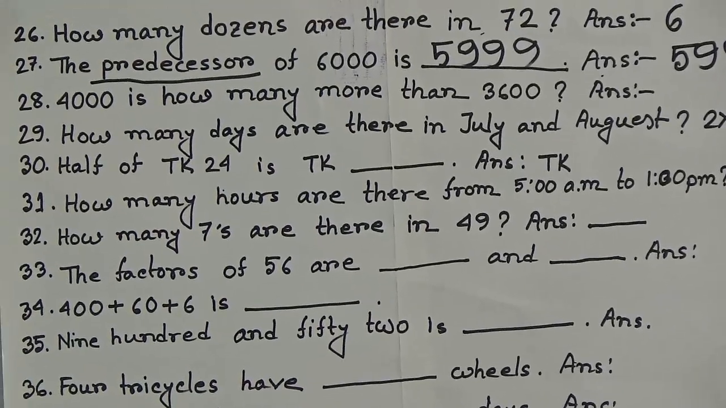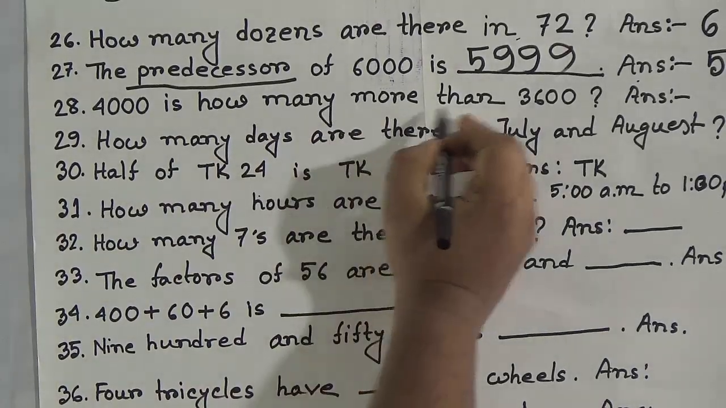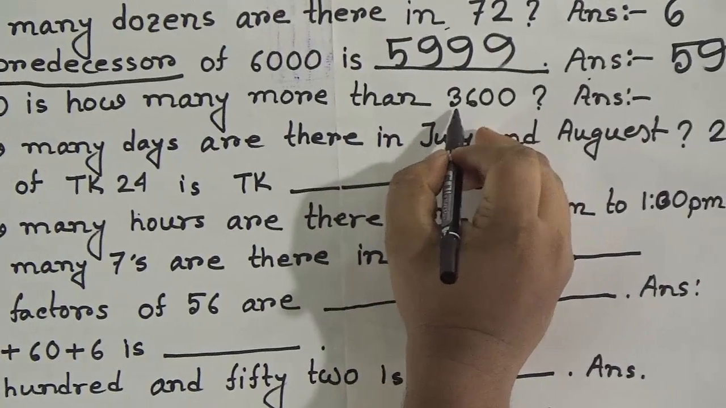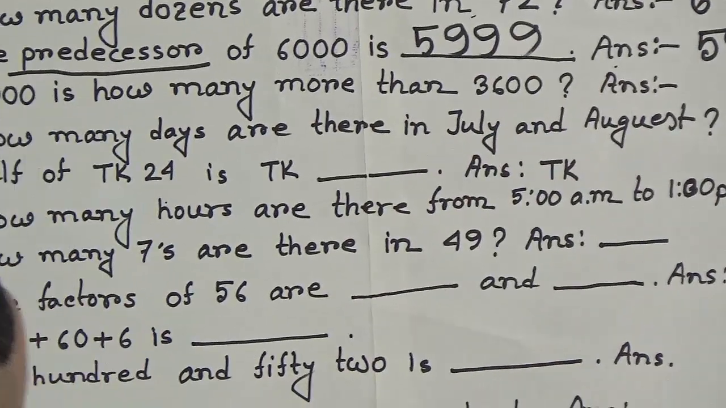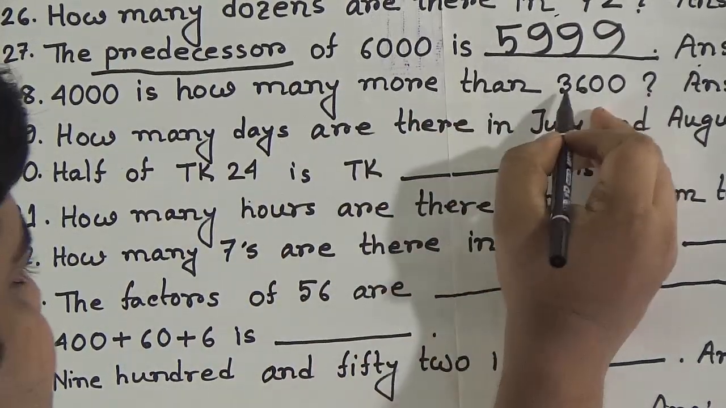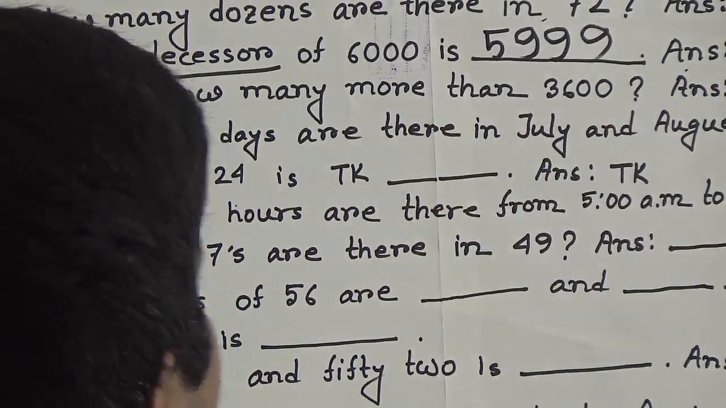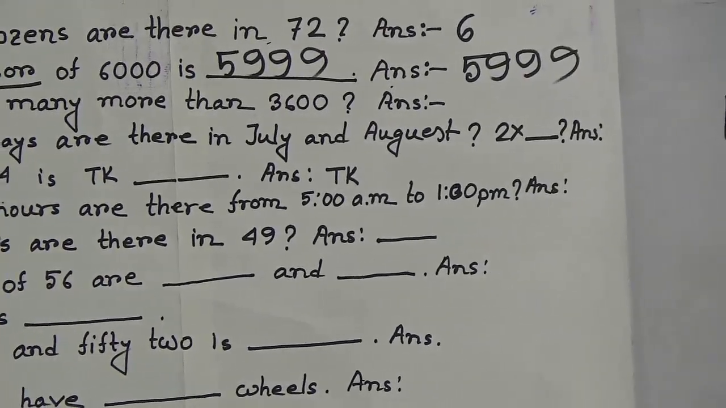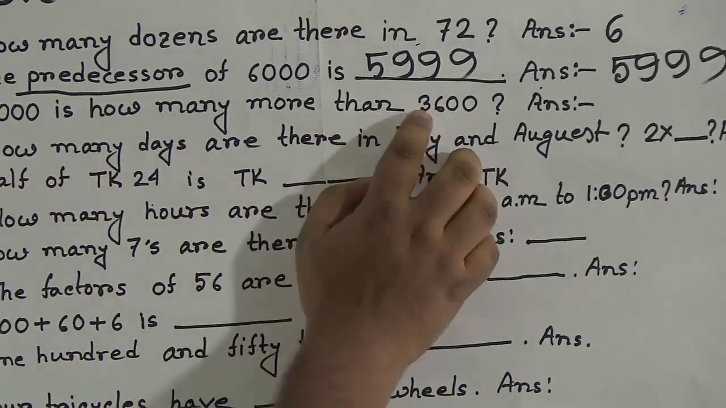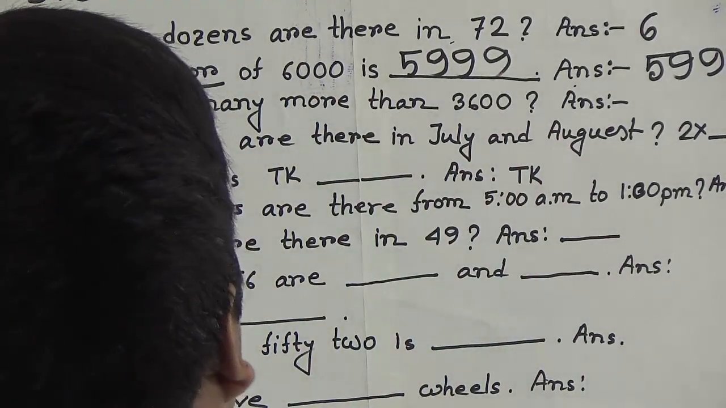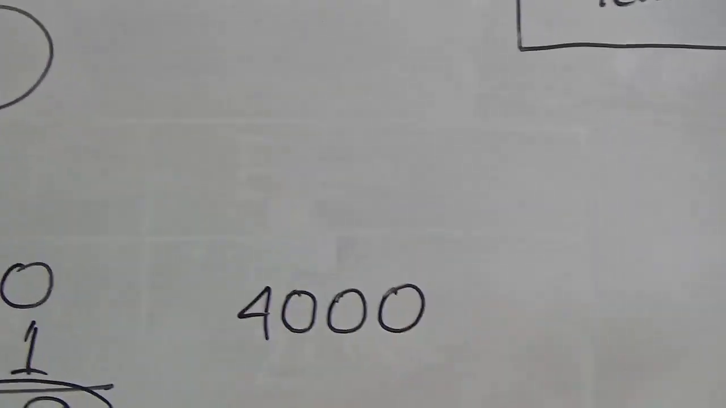Next question, 4,000 is how many more than 3,600? I repeat, 4,000 is how many more than 3,600? So how can we find out the answer? That means we subtract 3,600 from 4,000 and we get the answer. That means 4,000 minus 3,600.